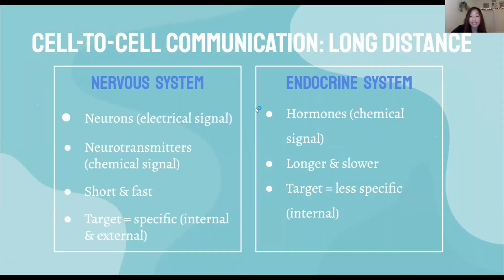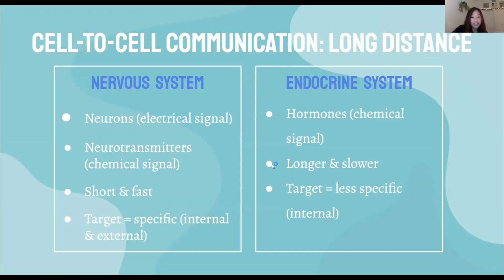So moving on to long distance communication. How it works is it can occur through the nervous system or the endocrine system. The nervous system communicates through neurons, which is the electrical signal, and neurotransmitters, which is the chemical signal. This form of communication is fast and specific, while the endocrine system communicates through hormones, which are chemical signals, and this form of communication is much slower, less specific, and results in a long-lasting change.